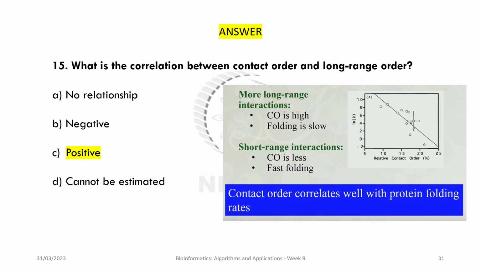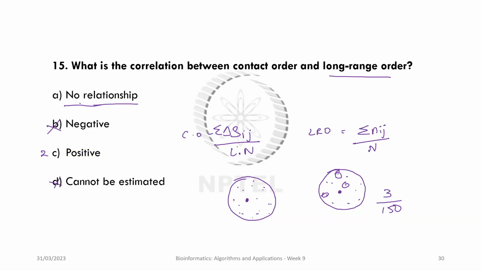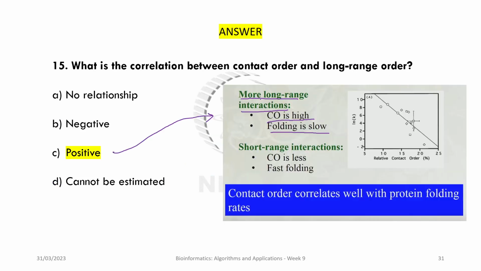And so more the long range interactions, contact order is high and folding rate is slow. So I have put this to justify the fact that greater the long range interactions, higher the contact order. I mean, even if you don't see the formula, when you think about the physical meaning, it makes sense, right?